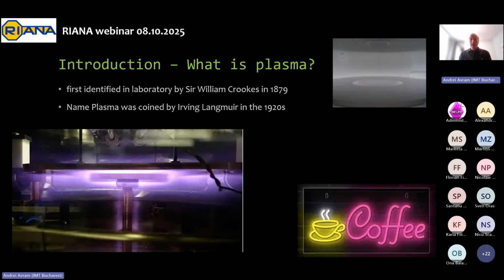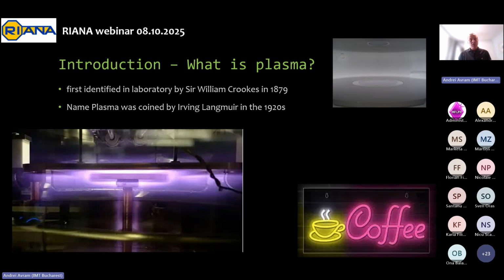So as I've said, it contains positive, negative, and neutral particles, and it's an electrically conductive medium. In this figure here, I'm depicting the first type of plasma generated in Professor Langmuir's lab. It's a simple glass tube which is fed at very low pressures.